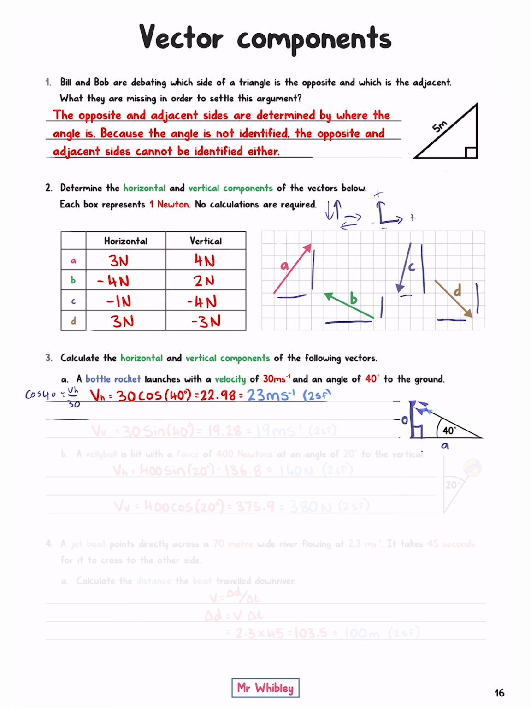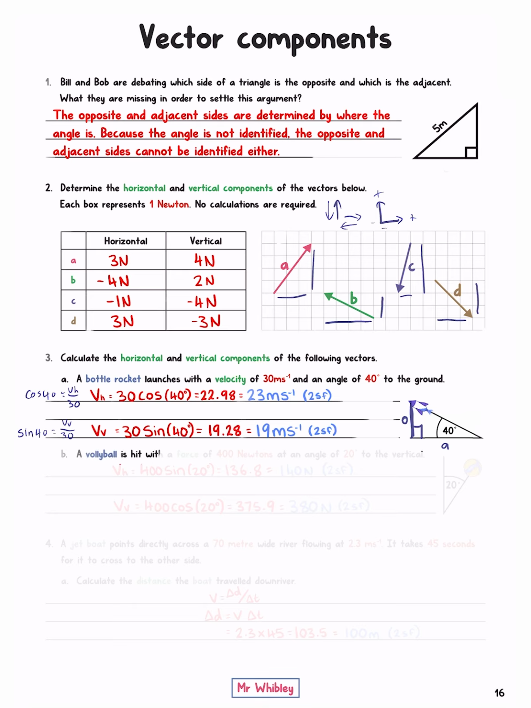To find our VV, the vertical, we're now trying to find the opposite. So we need to use the SOH relationship in SOHCAHTOA, that is that sine of our angle 40 is our opposite, which is our VV, divided by our hypotenuse of 30. Multiply both sides by 30, and we get VV equals 30 sine 40, which equals 19.28, or 19 meters per second to two significant figures.